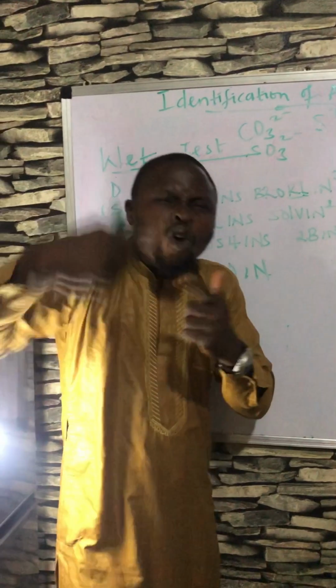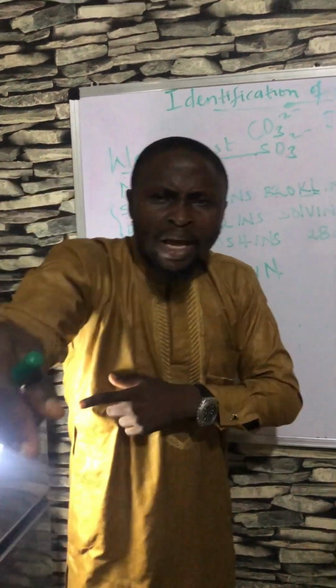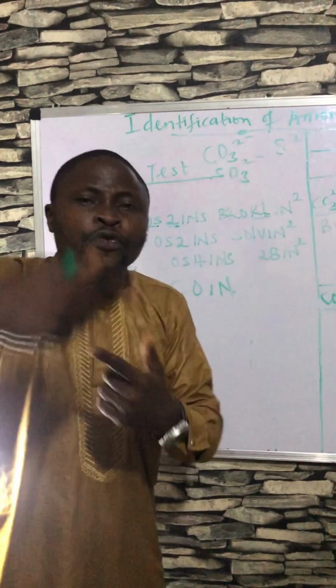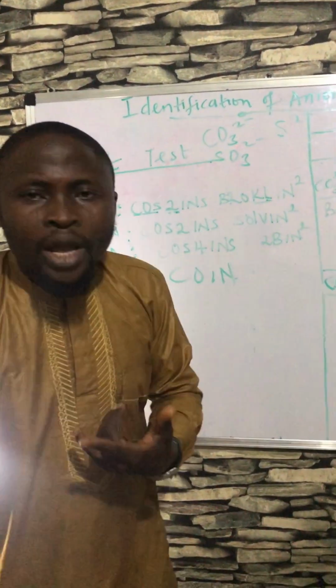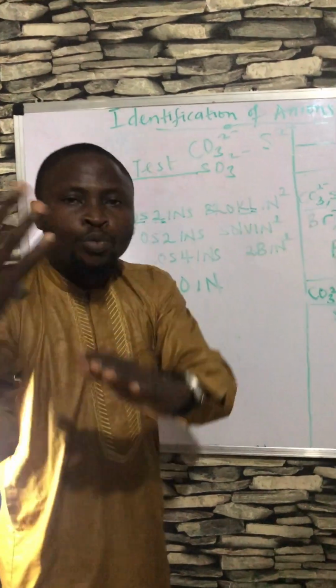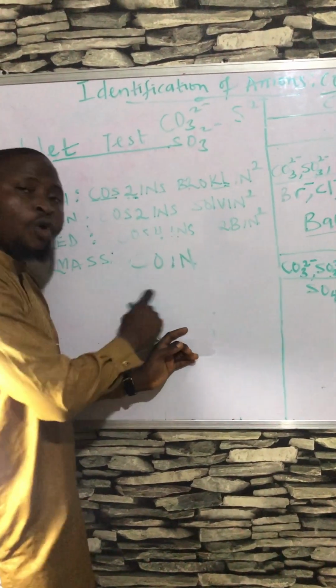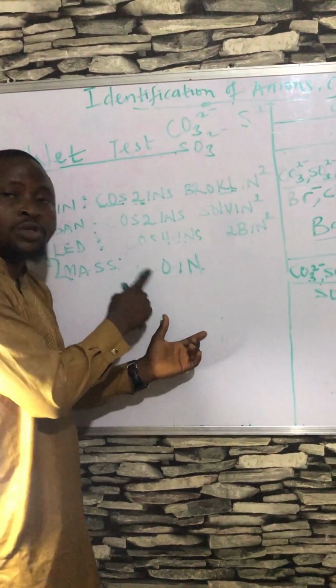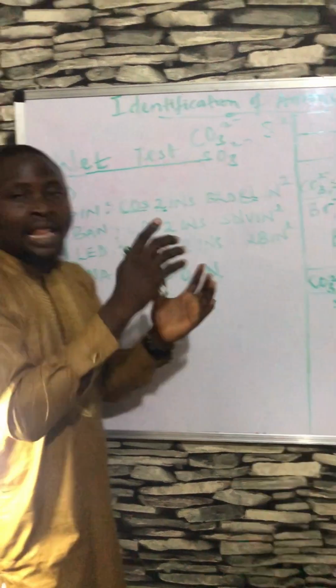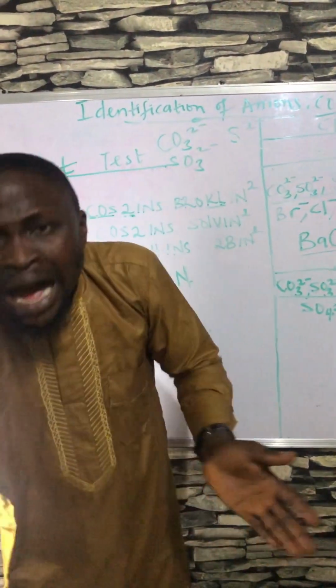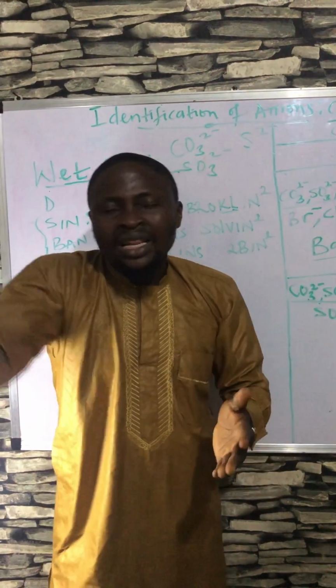The second one is cos 2 ins Solving Square. The third one is cos 4 ins 2 bin square. All right. But from this, actually, we found out what the fourth one would be. Like I said, the same band led to mass coin.